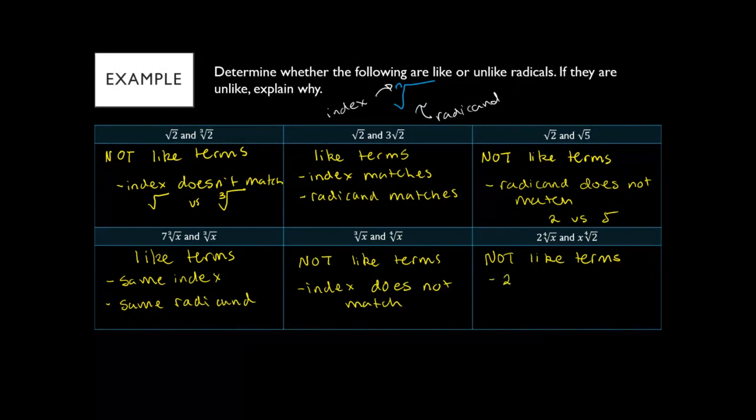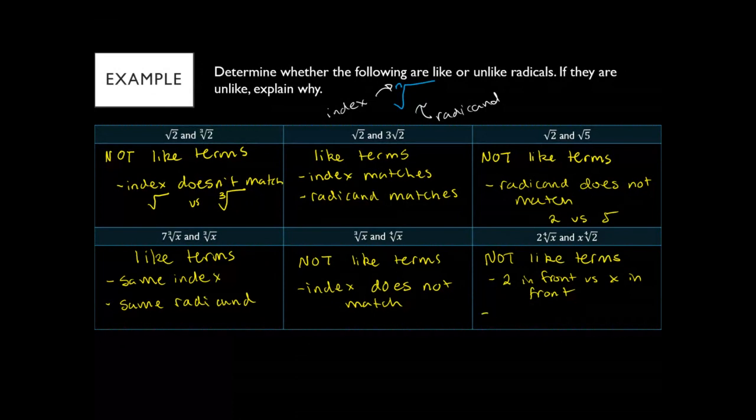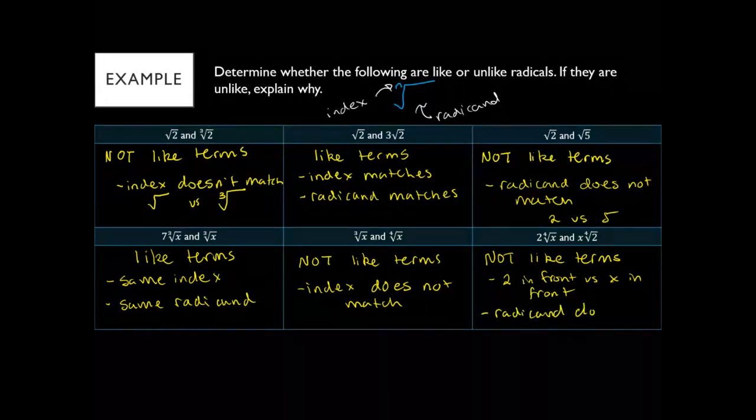So we have a 2 in front versus x in front. And in order for them to be like terms, they don't both have to be x. If you have a variable, then they both need to have that variable. And the radicand, what's inside, doesn't match because one is x and one is 2.